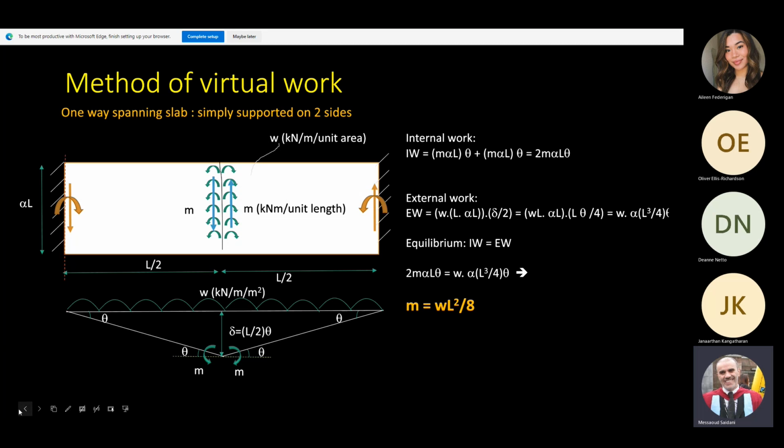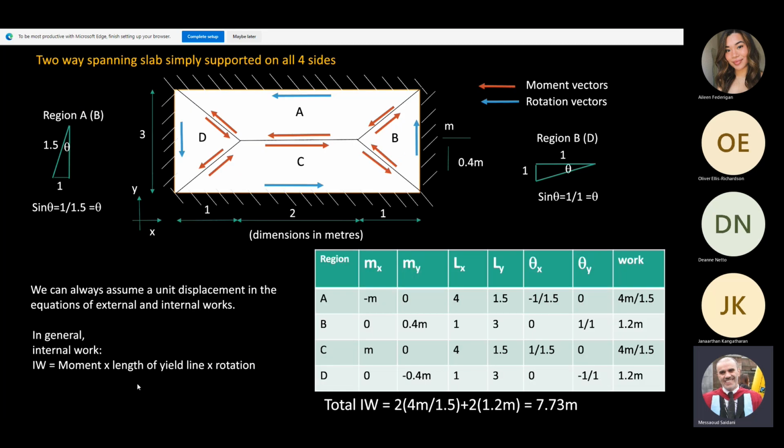As long as we have everything in this project. Okay, thank you very much. All right, let's finish this. Okay, we've got about 40 minutes, and I think we should finish it by then. So, two-way spanning slab. I'm going to go through it very, very slowly again. So if you have any question, just stop me.